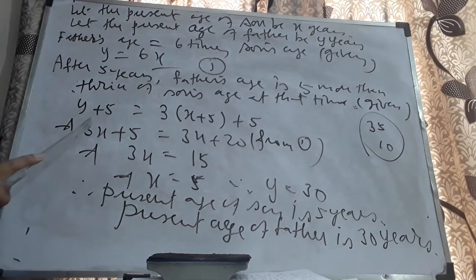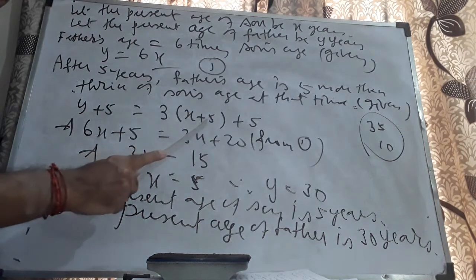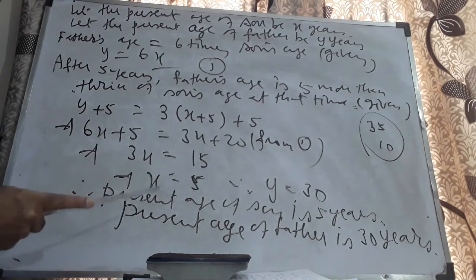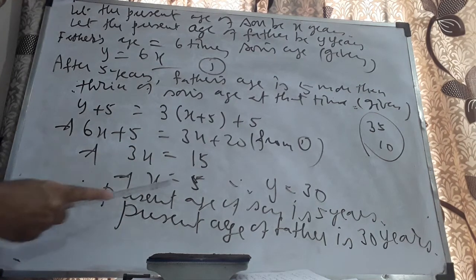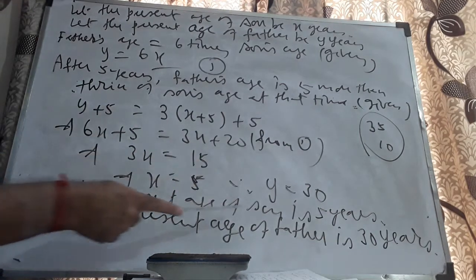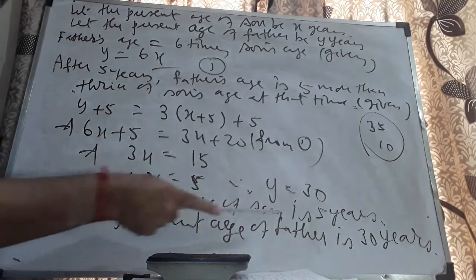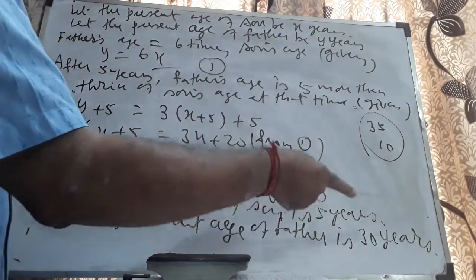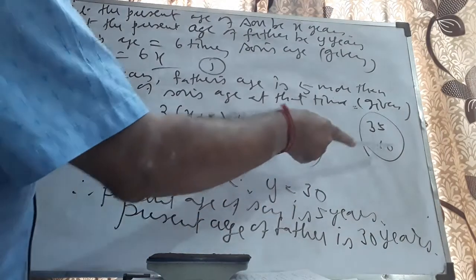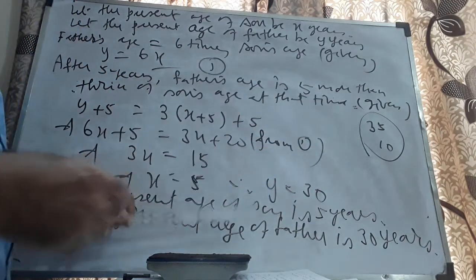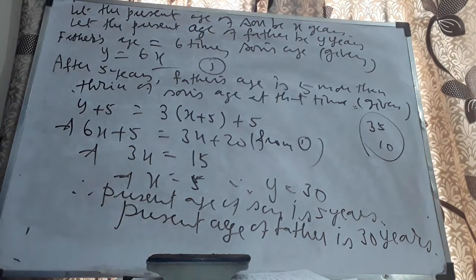y is replaced by 6x. 6x plus 5 is equal to 3x plus 15 plus 5, which is 20. 3x equal to 20 minus 5 is 15. So x is equal to 5. For y, 6 into 5 is 30. The present age of son is 5 years. Present age of father is 30 years. 6 into 5 is 30, it's correct. Then 30 plus 5 is 35, 5 plus 5 is 10, 3 into 10 plus 5 is 35, correct. It satisfies both the conditions.